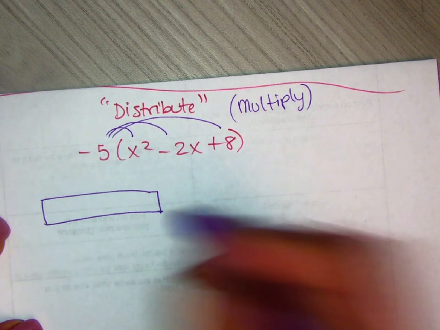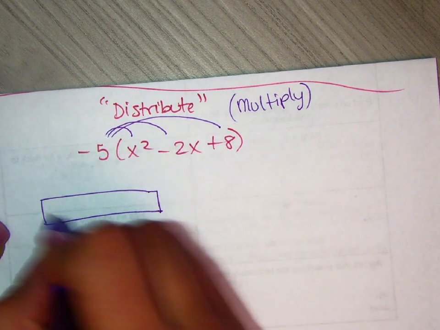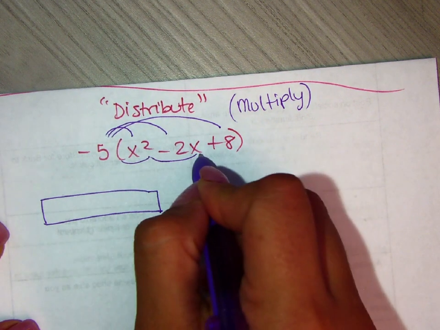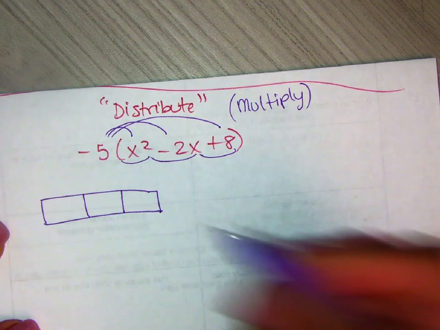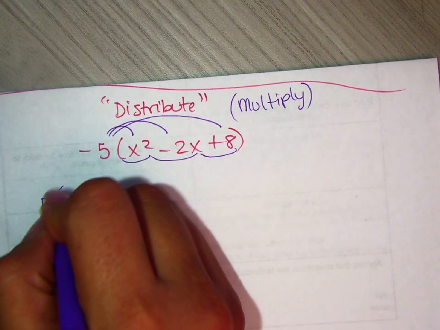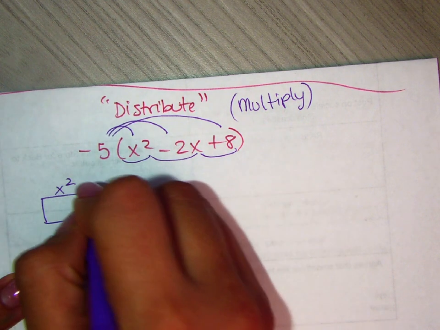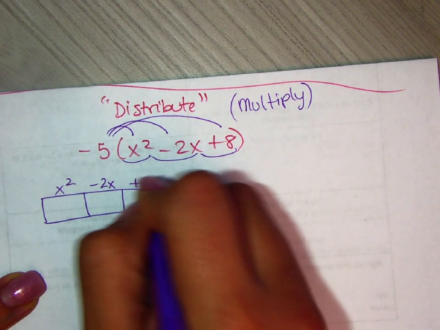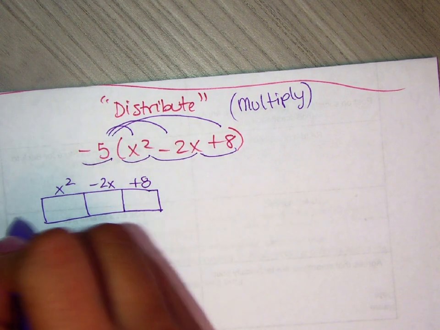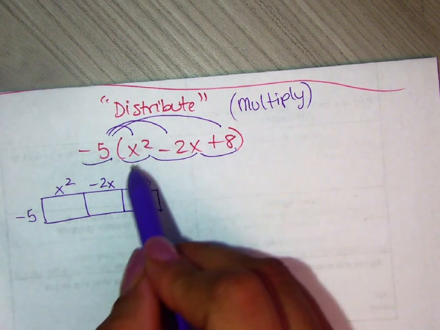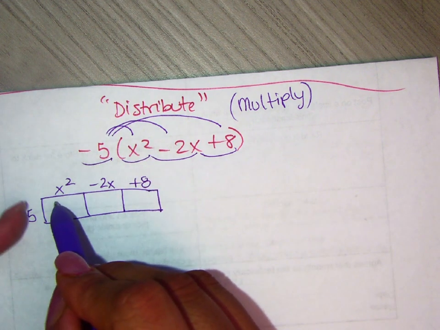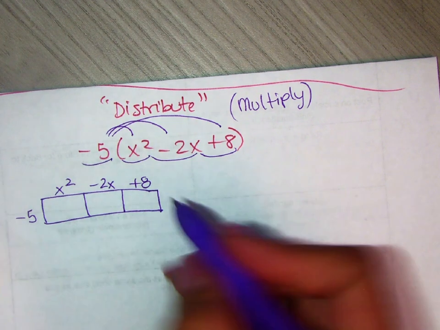So one strategy that helps students organize the process of multiplying is drawing a distributed box. This is where you draw a rectangle, and inside you separate it into the amount of terms that you have. In this case, we have 3. We're going to have this expression on the top of the rectangle, x squared minus 2x plus 8. And then we're going to have this number on this side. So whatever you're distributing, one of the sides of the rectangle is for that, and then the other, same thing, based on the number of terms.